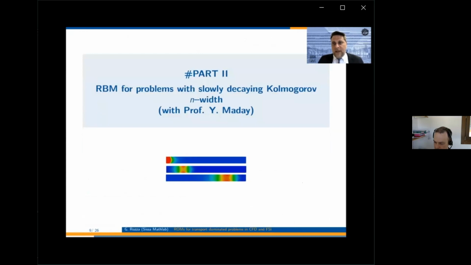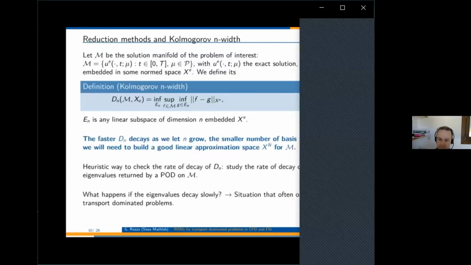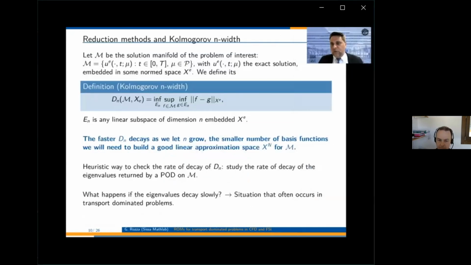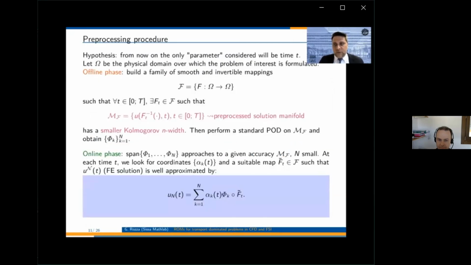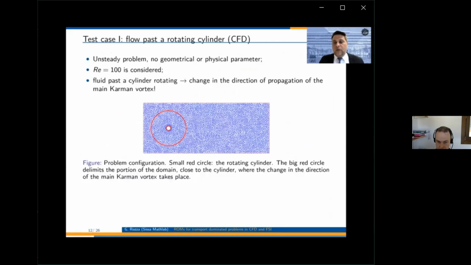The problem is a slow convergence for the reduced order methodology when we have transport dominated problems. So with Professor Yvon Maday, we have recalled a methodology that is going to introduce a transformation, so a pre-processing on the solution manifold in order to have a faster decay of the Kolmogorov n-width, and to reduce the dimension of the reduced basis methodology. So we do a transformation thanks to this pre-processing in order to guarantee a faster convergence also of the POD.